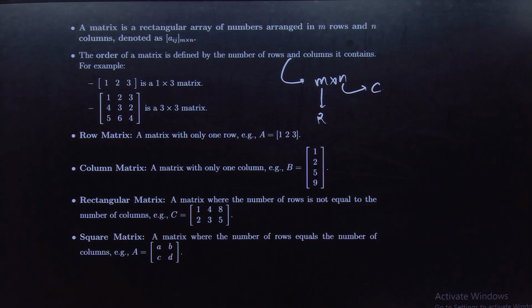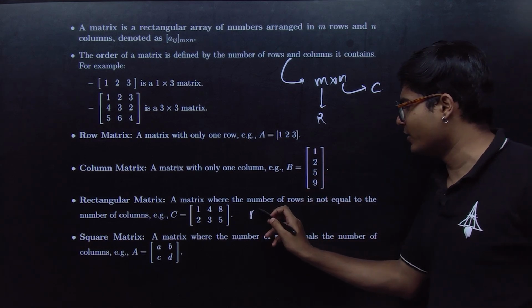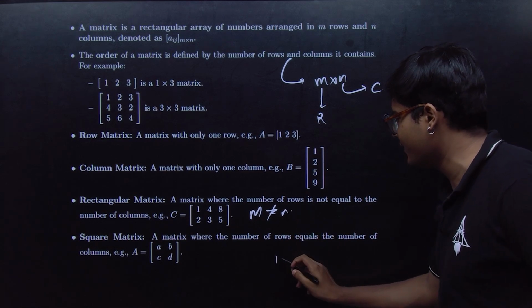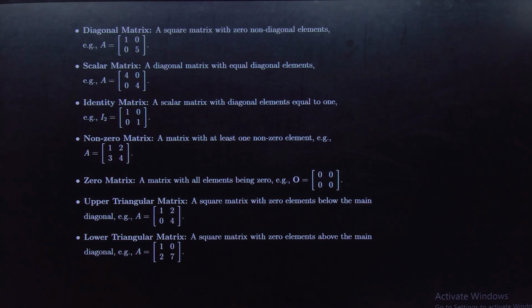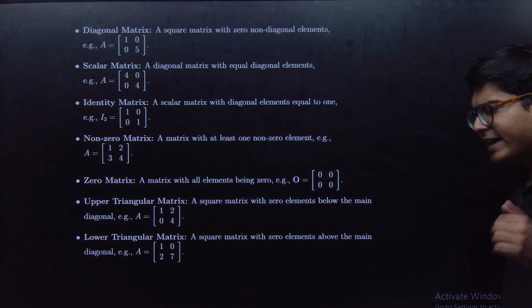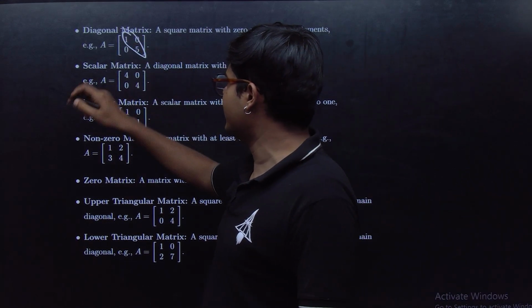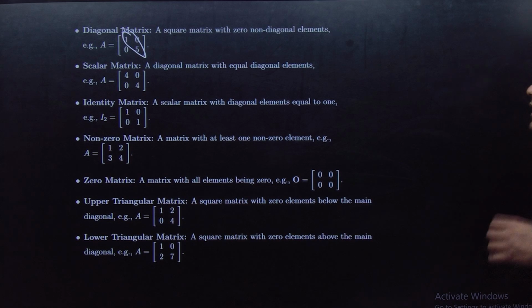A row matrix is one which only contains one row. A column matrix is one which only contains one column, right? Rectangular matrix: if m is not equal to n, then we call it a rectangular matrix. And if m is equal to n, then we say that our matrix is a square matrix, right? Diagonal matrix: a matrix where only the diagonal elements are non-zero, right? For example, here the diagonal elements are the only ones that are non-zero. That is a diagonal matrix.